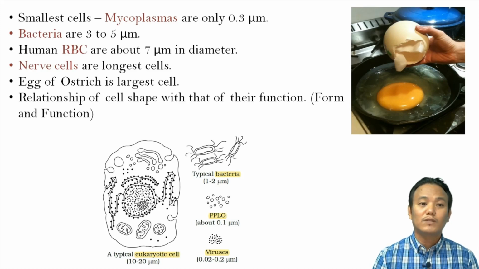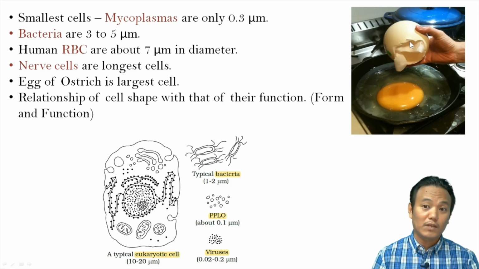The largest cell is the egg of the ostrich. They are the largest cell in the animal kingdom, in the entire world, right? The largest cell, egg of ostrich. What about the blue whale? They might be having a very large egg within their body. But here it says the egg of the ostrich is the largest cell.